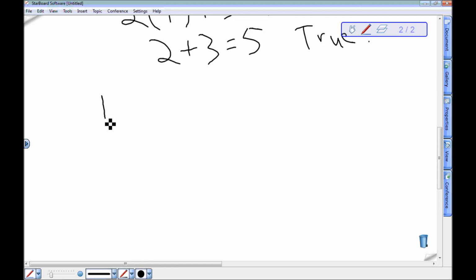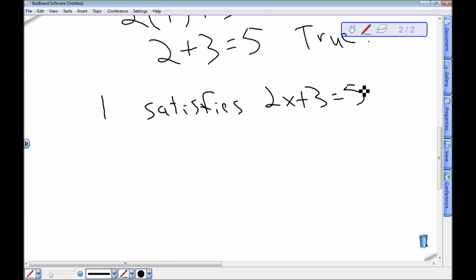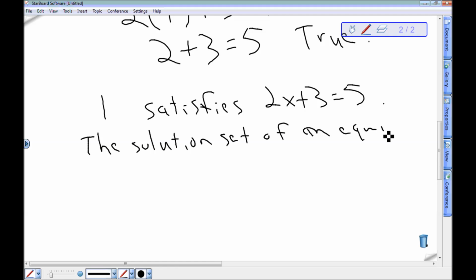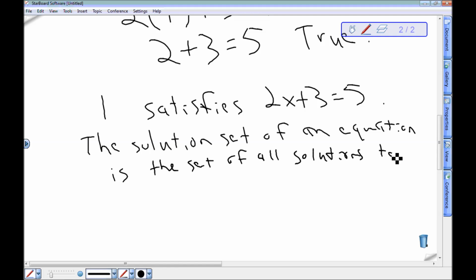Sometimes we'll also say 1 satisfies 2x plus 3 equals 5. Because when I put it in, it's true. Okay, it's a solution, so it satisfies. We'll also sometimes talk about the solution set. So the solution set of an equation is, and this is not going to be surprising, the set of all solutions to that equation.